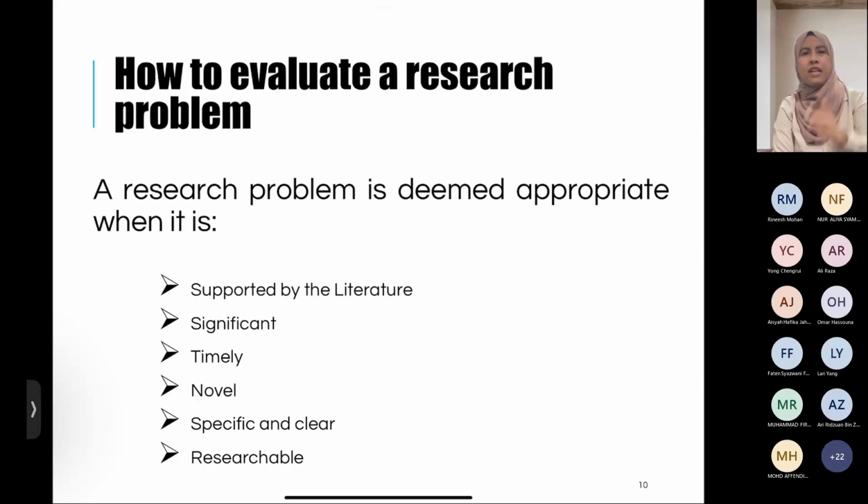And it must be significant to be solved. Why need to solve if it's not significant? Don't waste your time. Timely. The research problem needs to be able to be solved within a time frame. And you need to highlight the novelty of it, the new thing about it.